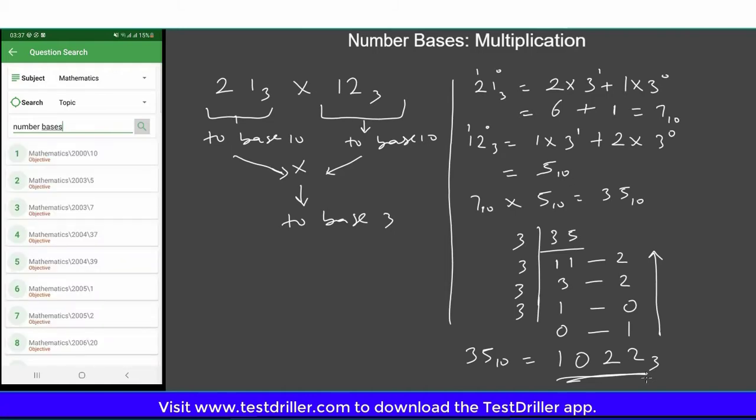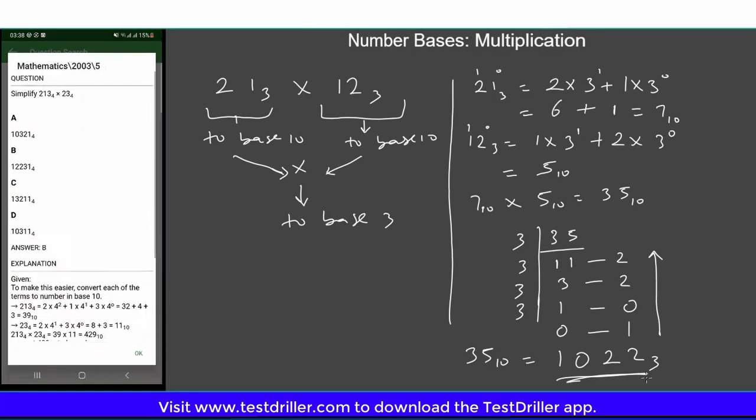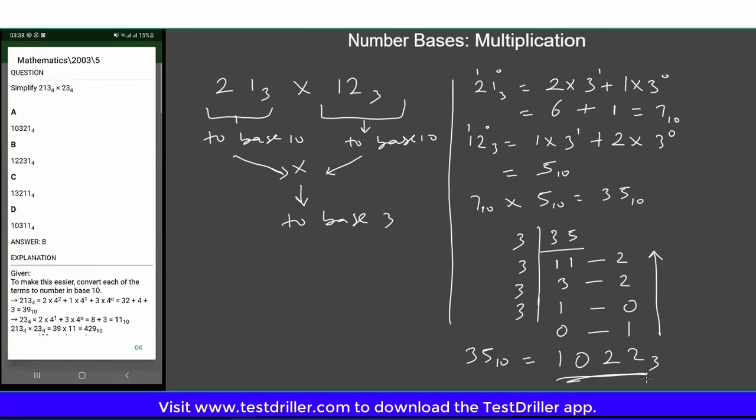So in this particular case, I'm interested in question 5 of the year 2003. If you take a look at this question, you will see that we are asked to do a multiplication of two numbers in base 4. So how do we go about this? How do we solve this? So let's take a look.